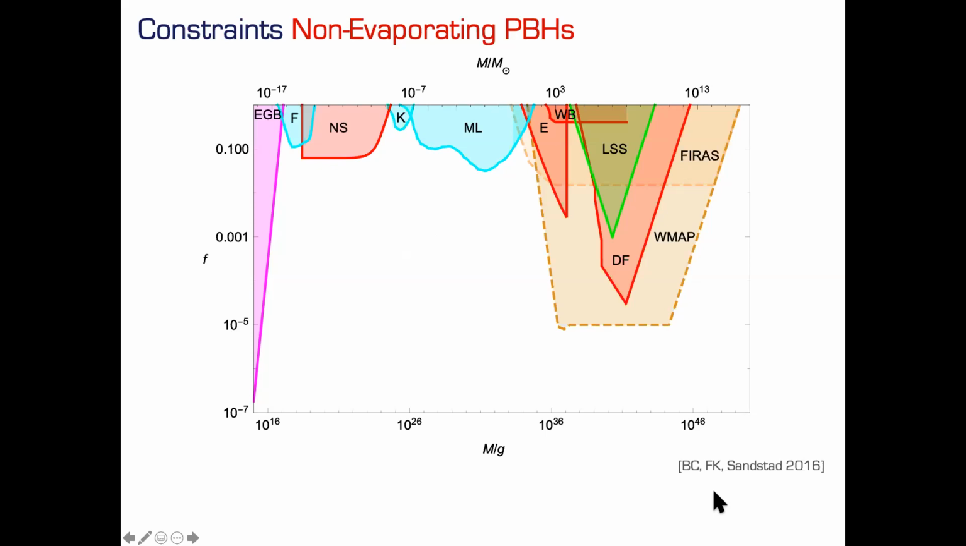So actually, this is how one constraint diagram looks. This is from a paper of Bernard and myself in 2016, where you have the dark matter fraction here, you have the mass, and then you have a region which is constrained in terms of microlensing, in terms of accretion constraints, and this is the neutron star limit. But actually, some of these limits are now thought to be wrong. So these femtolensing constraints went away, these neutron star limits went away, and also the WMF constraints went away.